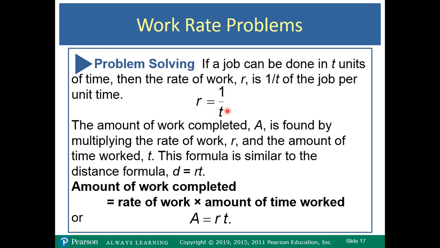Now, the amount of work completed, A, is found by multiplying the rate of work, R, and the amount of time worked, T. This is very similar to the distance equals rate times time formula. But now we have A equals R times T, rate times time. We're talking about the rate at which you work times the amount of time that you worked equals the amount of work that was done.